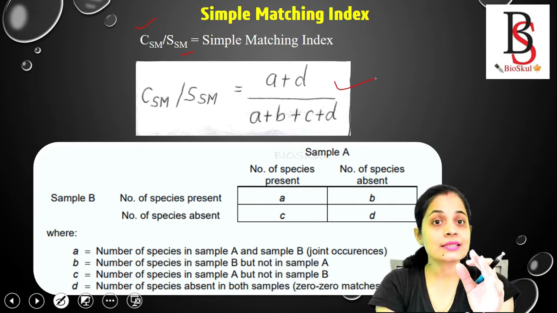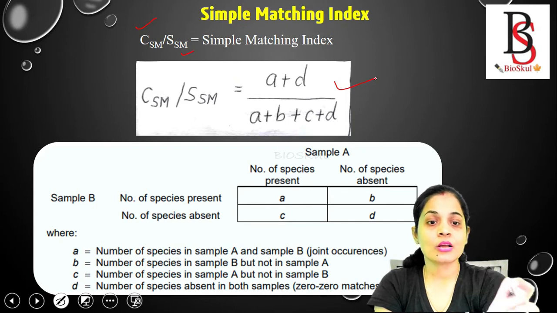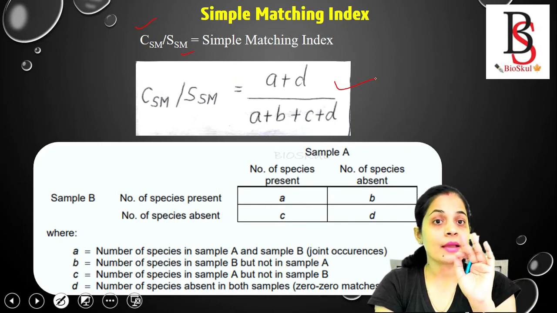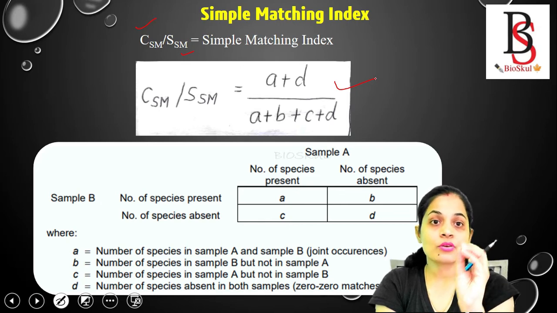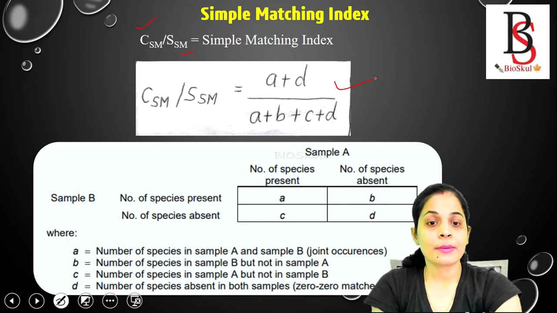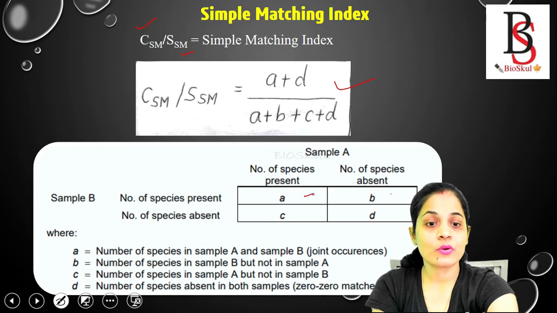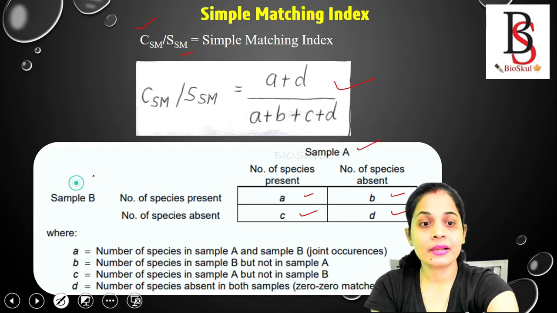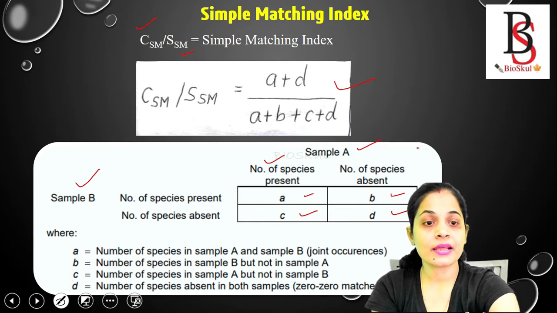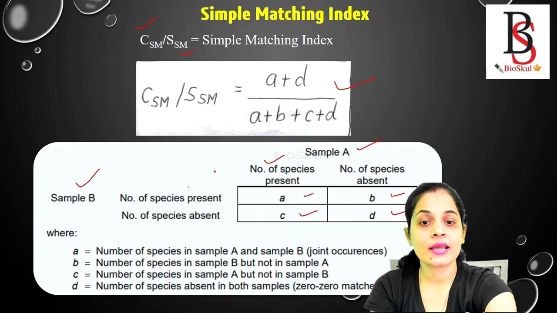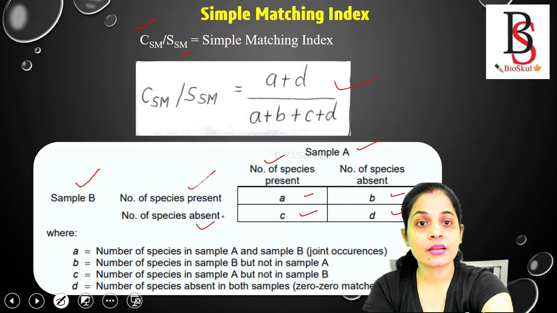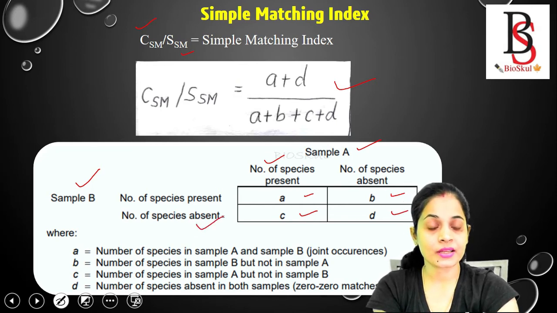Now, what do A, B, C, D mean? For calculating any type of similarity index, first you have to plot a 2x2 table. Plot this table and put the values A, B, C and D. Above that, write down sample A and sample B, and the number of species present for sample A, absent for sample A, present for sample B, and absent for sample B.